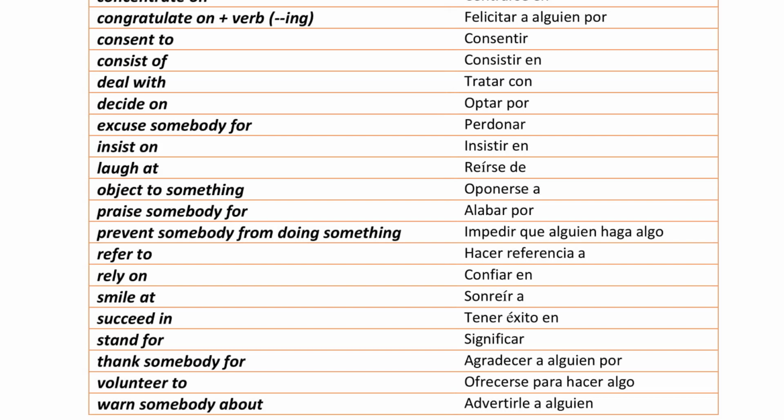Okay. The next one is thank somebody for. Agradecer a alguien por. The next one, volunteer to. Ofrecerse para hacer algo. Okay, volunteer to. And the last one is to warn somebody about. Okay, so advertirle a alguien. So as you can see, we have quite an extensive list of verbs followed by dependent prepositions, okay?